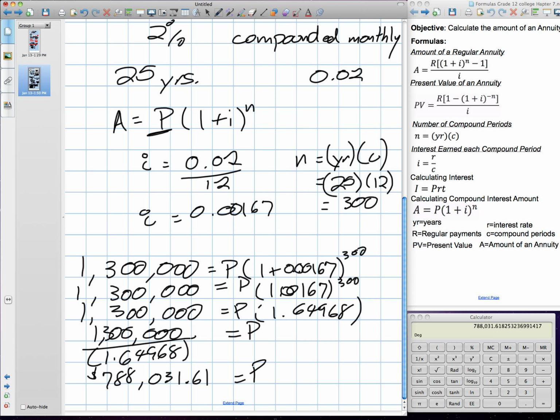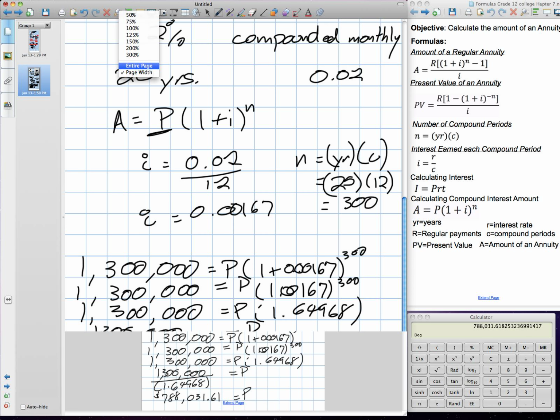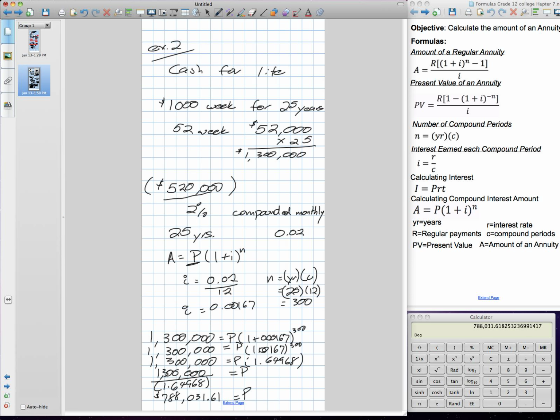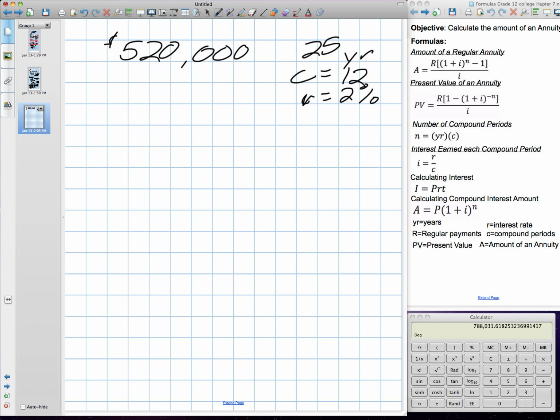So that payout that the Cash for Life said they were going to give us is not worth it. It's too low. Okay? Because when we invest that, we won't have $1.3 million in 25 years. We would have needed an amount higher than or equal to that to be worth it. Okay, that's what the present value of 1.3 million should have been.